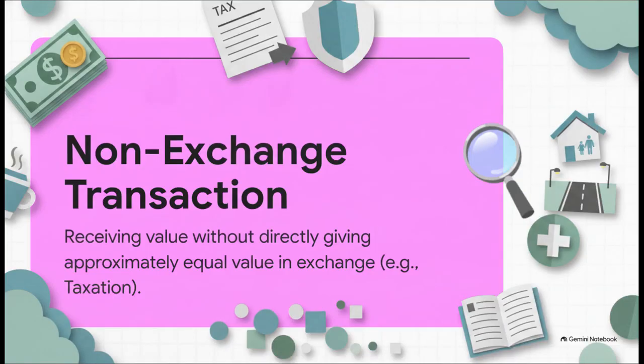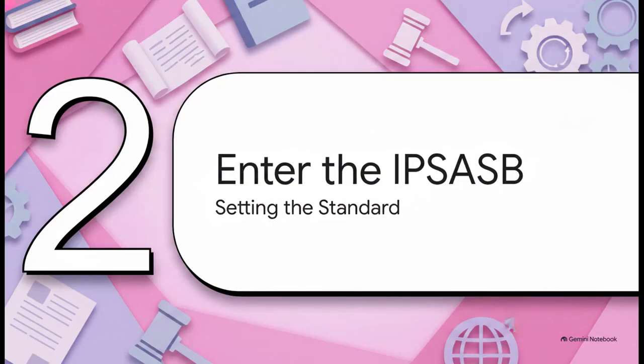Which brings us to the concept of a non-exchange transaction. In the private sector, you hand over $5 and you get a $5 cup of coffee. Simple exchange. But the public sector operates mostly on non-exchange transactions. You pay your taxes, right? But the amount you pay isn't directly tied to the exact dollar value of the services you personally consume. You don't get a product handed directly back to you. This fundamentally changes how financial information has to be measured and presented to show what a government is actually doing with its resources.